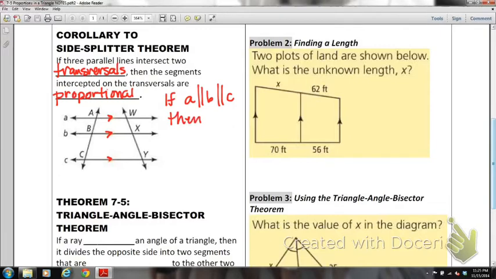So if line A is parallel to line B, is parallel to line C, then we can say that segment AB over segment BC is going to be equal to segment WX over segment XY. The last theorem is the triangle angle bisector theorem. So let's look at that one.